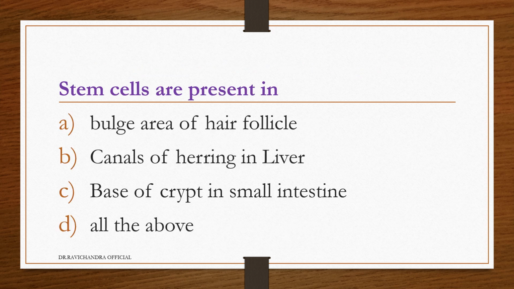Stem cells are present in: option A, bulge area of the hair follicle; canals of Hering in liver; base of the crypt in small intestine; all the above. The answer is all the above. Stem cells are present in all these areas.